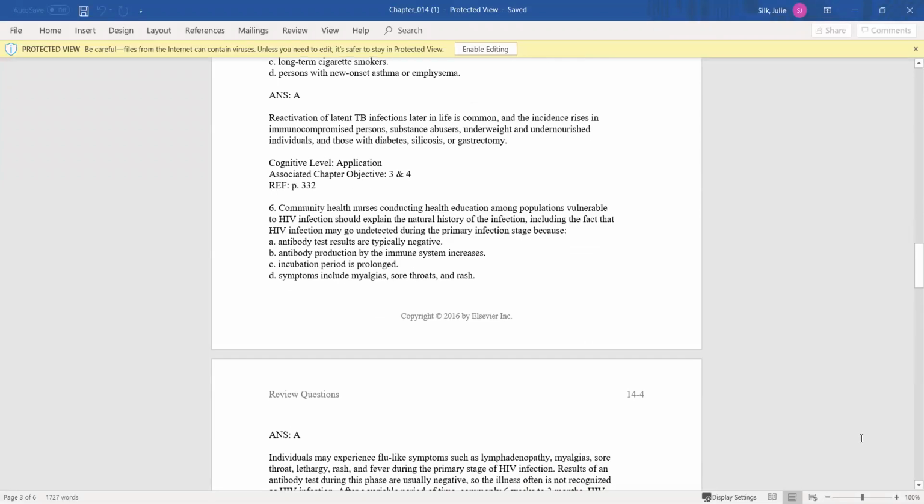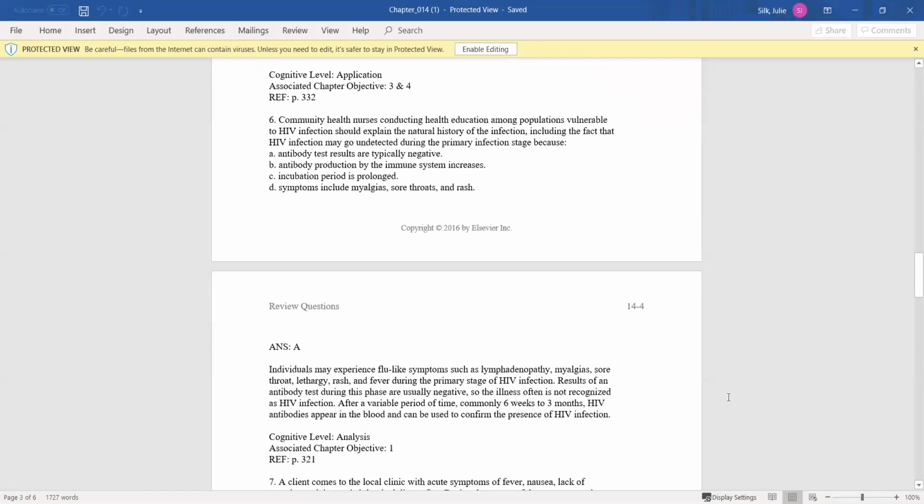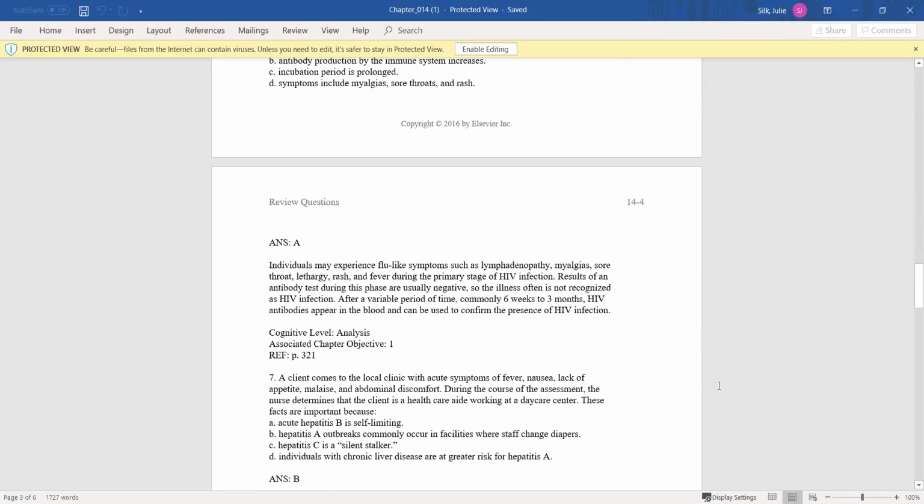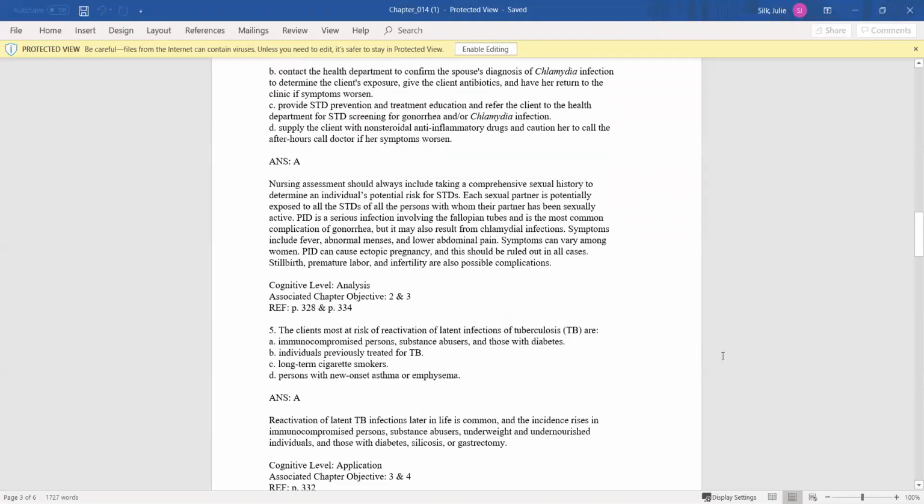This is going to be A. So typically, someone could have a test for HIV and it might originally show up negative when it's really positive. So antibody test results are typically negative at first, even though they may already have the disease. Okay. So anyway, I'll send this to you guys so you can take a look at that again.